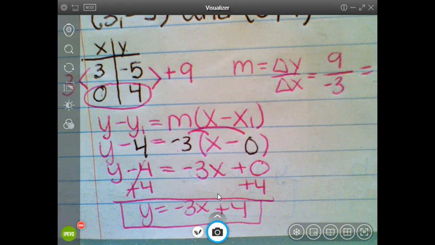There are all the ways, mostly, that you'll be writing equations. Good luck.